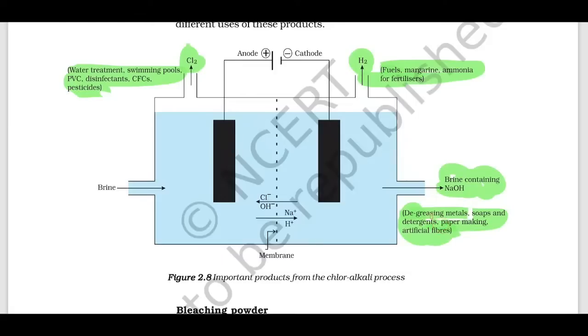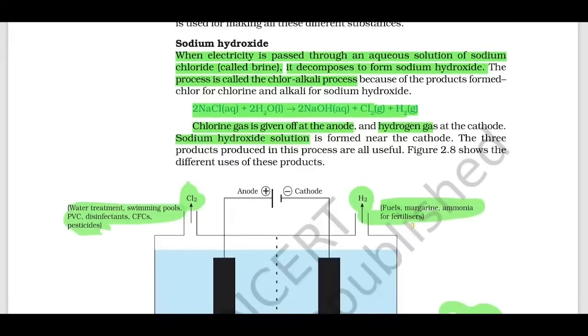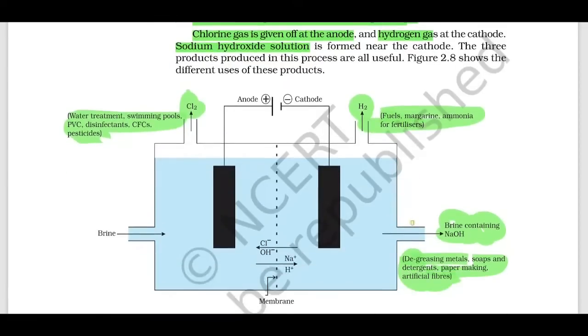Important 3-mark question. Define the chloralkali process. Write the products formed in the chloralkali process and write the uses of each product formed. And also, chlorine gas is produced at which electrode? Anode. Hydrogen gas is produced at which electrode? It is the cathode.